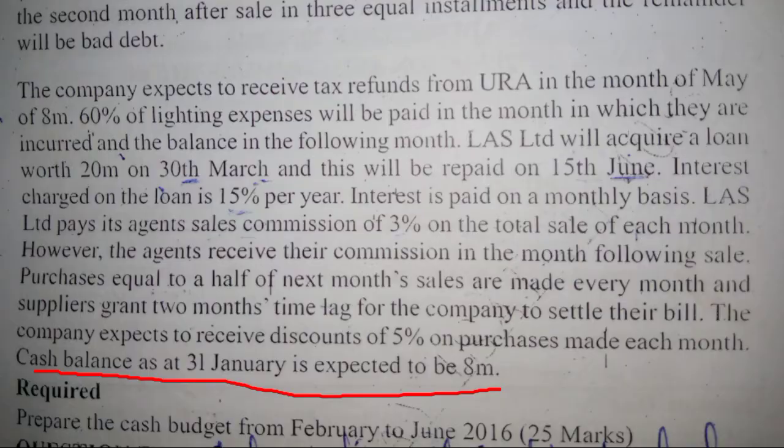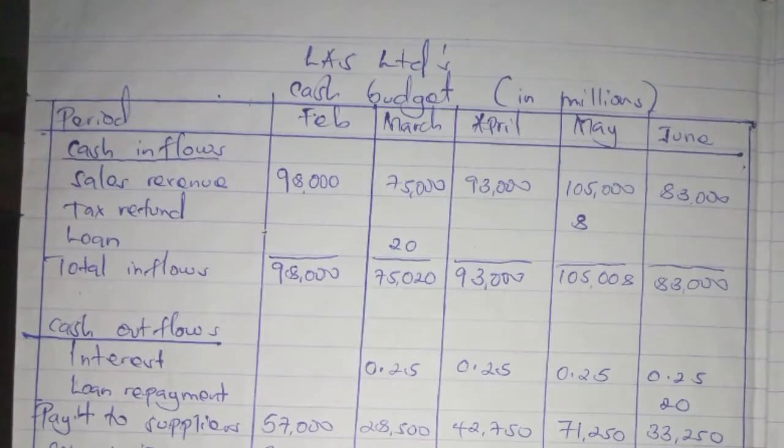We shall draw our cash budget. Last Limited cash budget. They told us that the figures are in millions. They told us to prepare a cash budget from Feb to June. So Feb, March, April, May, June. Then cash inflows, we shall use all the figures from our schedules.